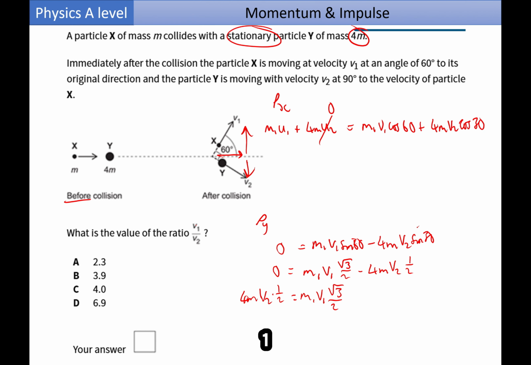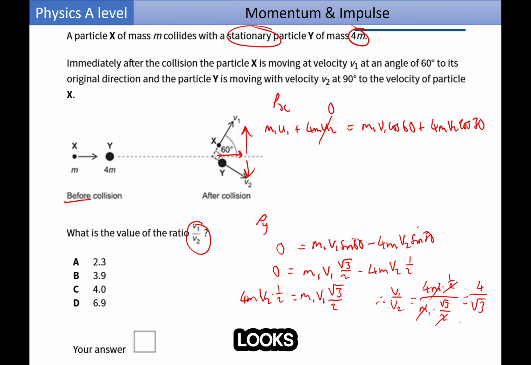Let's get the ratio of v1 over v2 that the question asks. So we'll have, let's do it here, v1 over v2 should be equal to 4m a half divided by m1 root 3 over 2. Do a bit of maths, the halves cancel out here, and the m's cancel out there, and we just get 4 over root 3. And that looks approximately similar to 2.31. The answer is A.